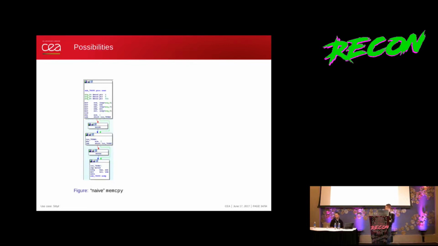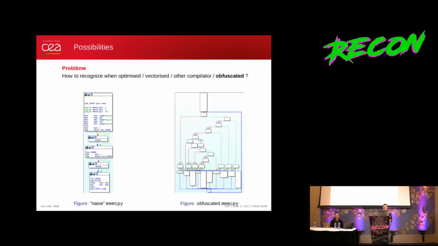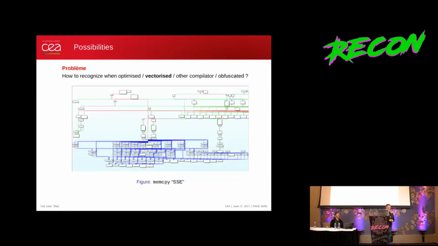So for instance, the CFG or the instructions that are used. But when you face obfuscation, for instance, here is an obfuscated memcopy, the signature that you made on the naive one is not available anymore. And moreover, if the memcopy is vectorized, here the instructions are different and the CFG too.